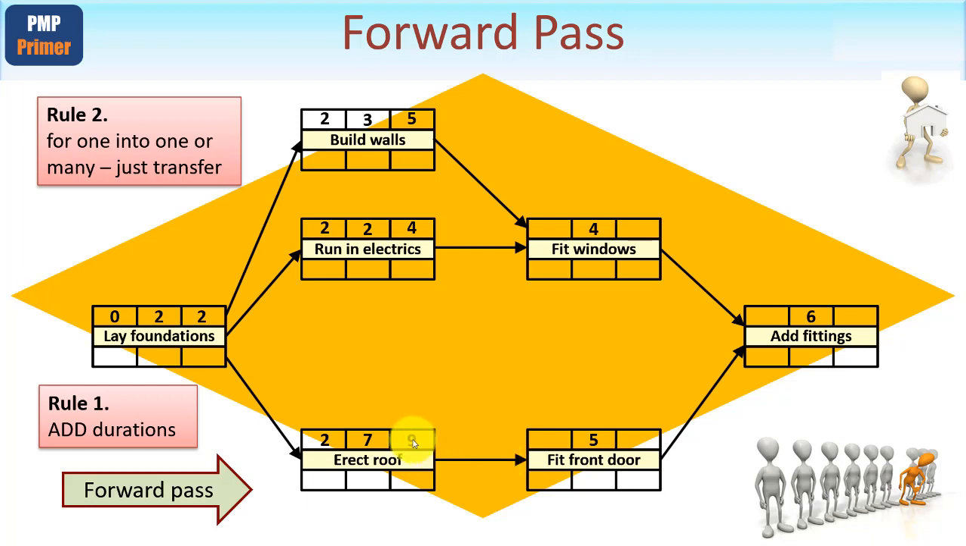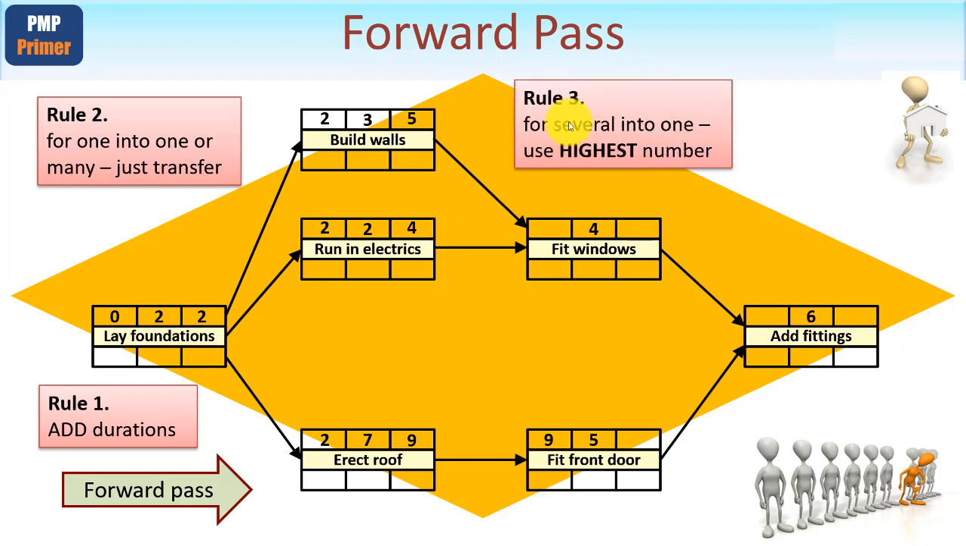So that's dead easy, isn't it? I'll just take whatever number's here and I put it here. Job done. Okay, let's have a look up here. This is where rule number 3 of the forward pass applies. This time we've got several activities feeding into one. We've got to use the highest number. Not hard, is it? It's the 5, and that's what we put here.